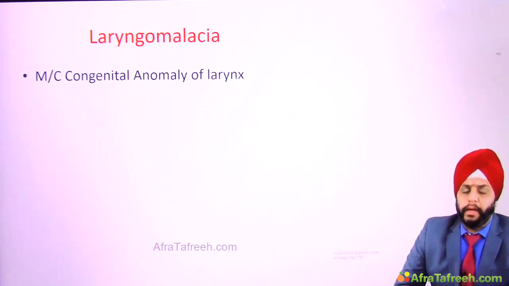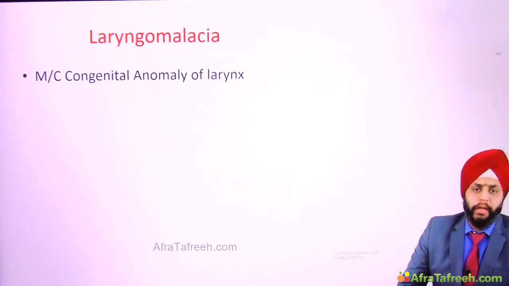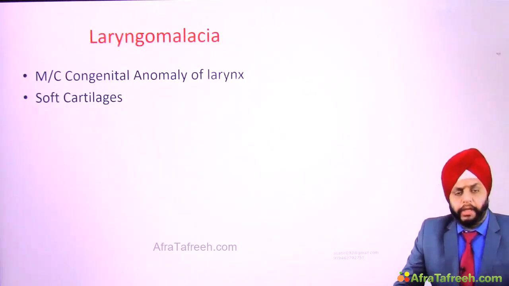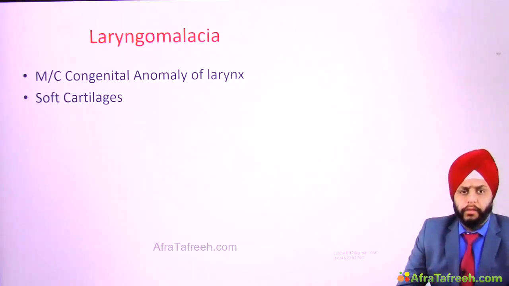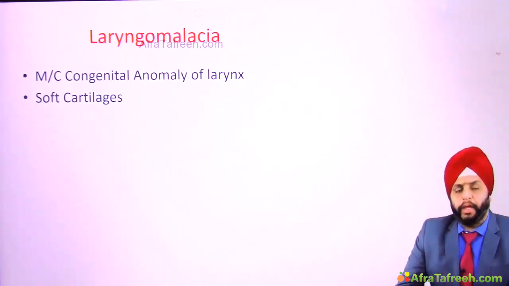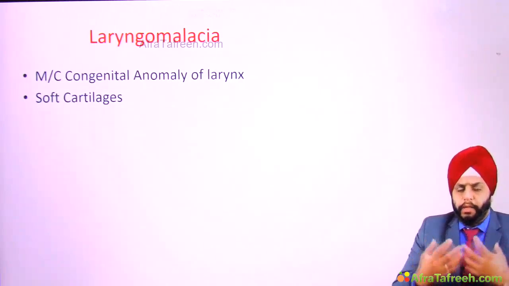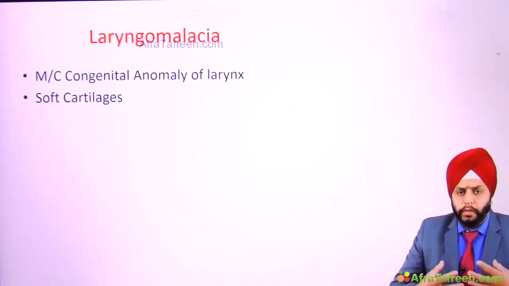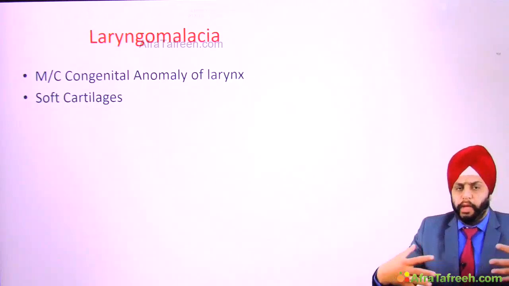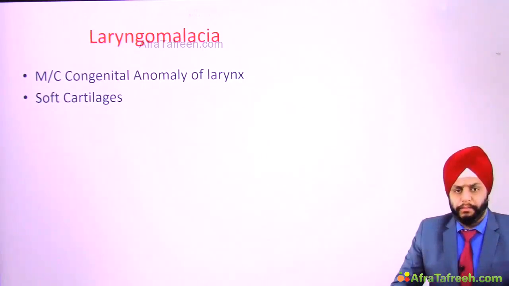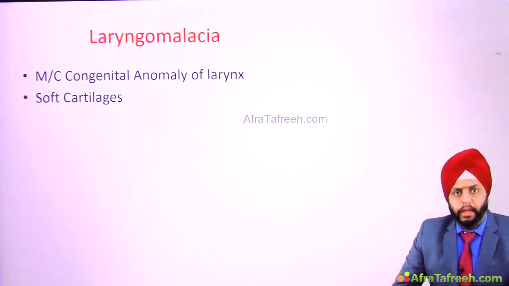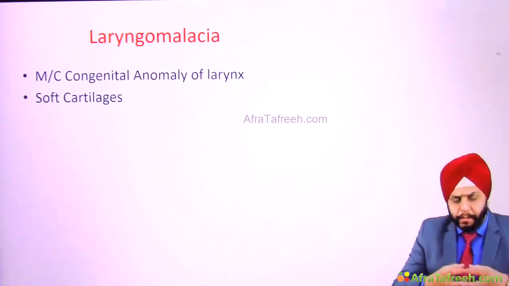Now what happens in laryngomalacia? When a child is born, he or she is born with soft cartilages. The thyroid cartilage, the cricoid cartilage, the epiglottis, these are all soft. Now what happens as a result? When we breathe in, our lungs expand. How do the lungs expand? The thoracic cage goes out, the diaphragm goes down, and that creates a negative pressure in the thoracic cavity. That negative pressure expands the lungs.